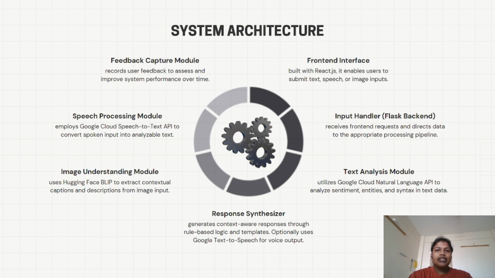Next is the input handler. The Flask-based backend acts as a central router, receiving requests from the front end and directing them to the appropriate module. Next is the text analysis module. Leveraging Google Cloud's Natural Language API, this module extracts sentiment scores from -1 to +1, identifies entities, people or locations, and parses syntax from the input text.